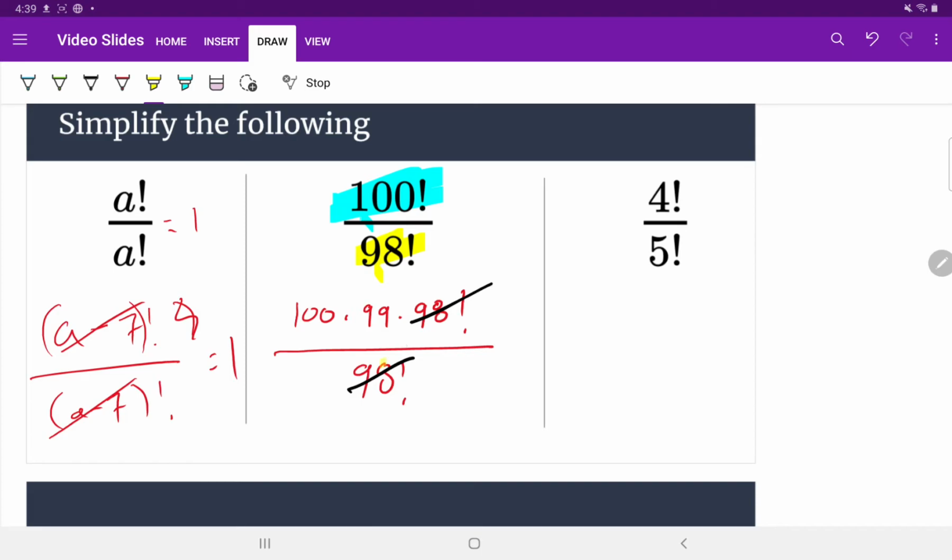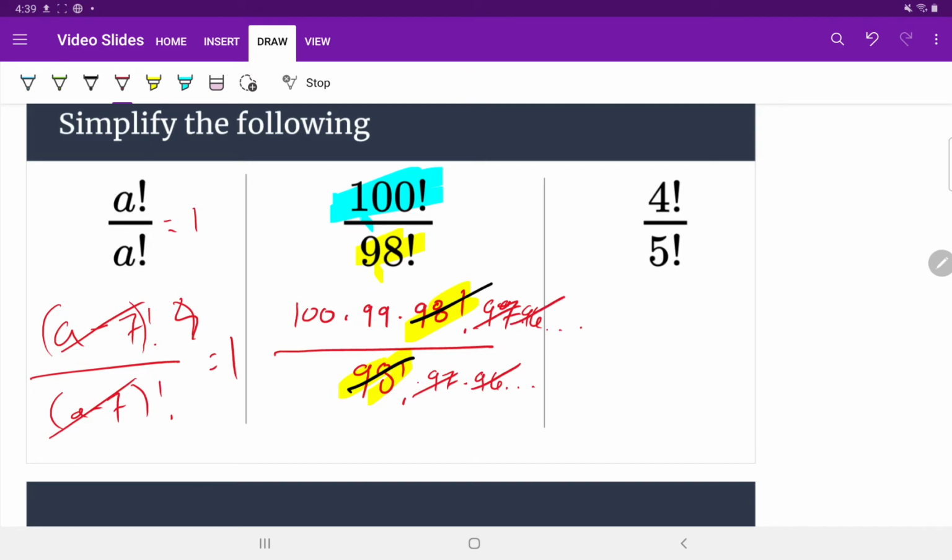Because once I've matched these 2 up, if I keep expanding, every single step I take is going to be canceled out. So why bother writing all those steps? I'm just going to write it as 98 factorial, knowing that if I were to expand times 97 times 96, and so on, same thing here, 97 times 96, and so on, each single increment would cancel out.